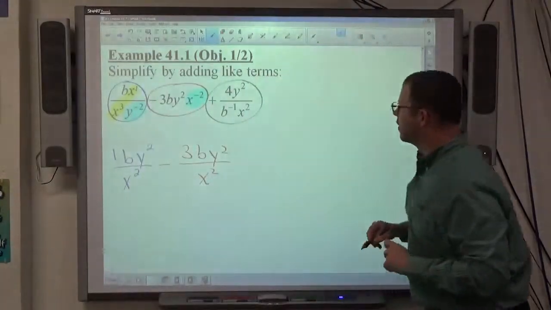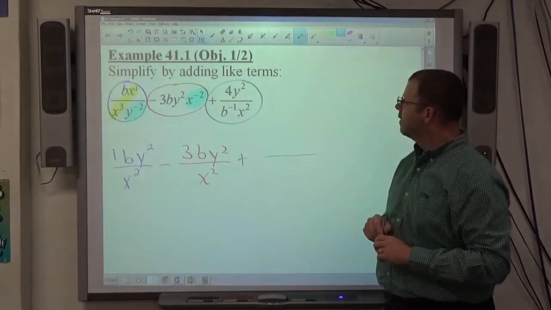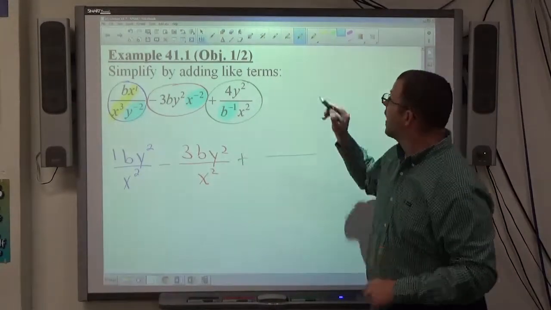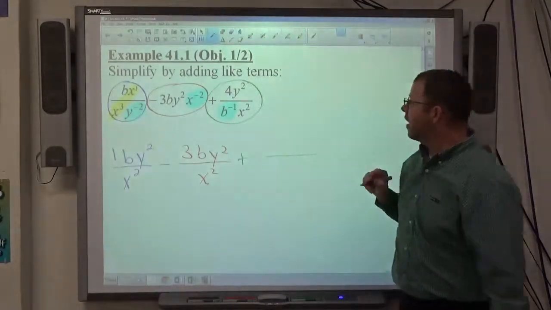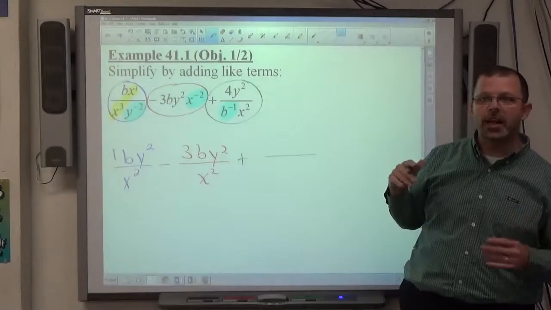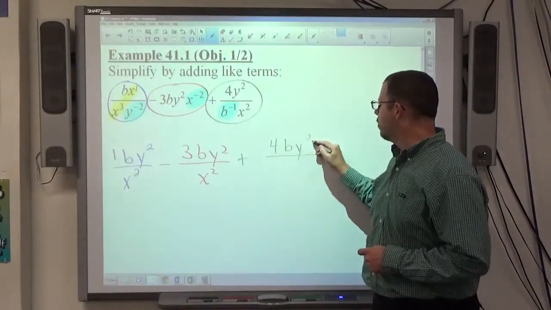Finally, the green term. Let's go with Parker. What's wrong with the green term, if anything? Negative power on the B. We've got a negative power on the b, so we don't want that, so we need to fix that. Everything else is fine, right? Because we've 4y squared and x squared. Everything's positive power. There's not too many of any letter. Everything's fine there. So I'm going to go 4by squared over x squared.